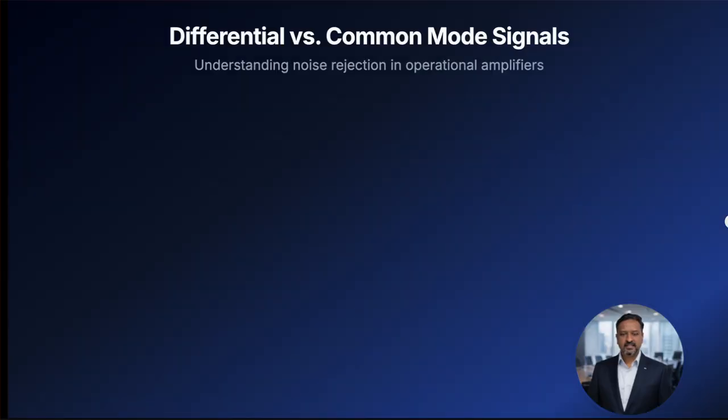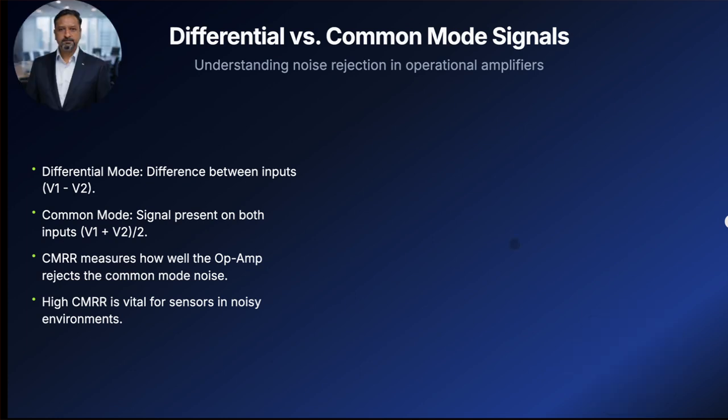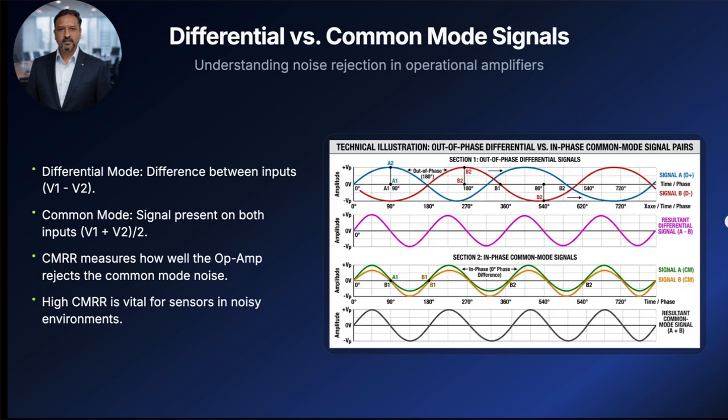In signal processing, distinguishing between differential and common mode signals is fundamental. Differential mode represents the useful information, while common mode often acts as interference. Our goal is to maximize the common mode rejection ratio, or CMRR, to ensure sensor accuracy.